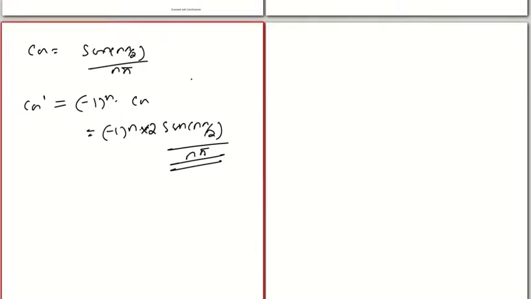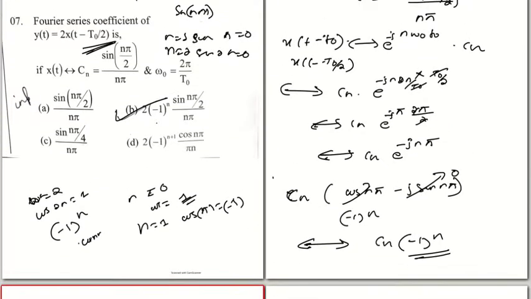Okay, it is y of t equal to 2 into x of t minus t0 by 2, so this will be the result. When 2 is added here, it will be 2 into sin n pi by 2 into minus 1 the whole raised to n divided by n pi. Okay, now let's do the next question.